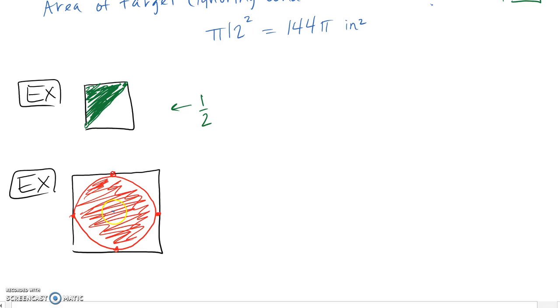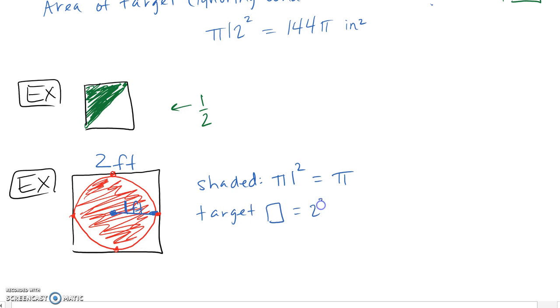But to make it easy, I'll go ahead and stick one in. We'll say that this is 1 foot, which means the size of the square is 2 feet. So the shaded area is pi 1 squared, which is pi. And the big target is a square, so it's 2 squared, which is 4. So it's pi out of 4, which is a little bit more than 75%.